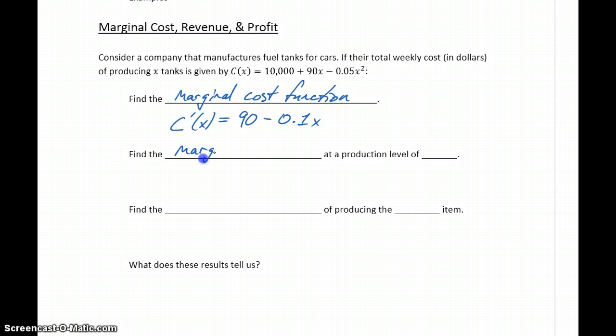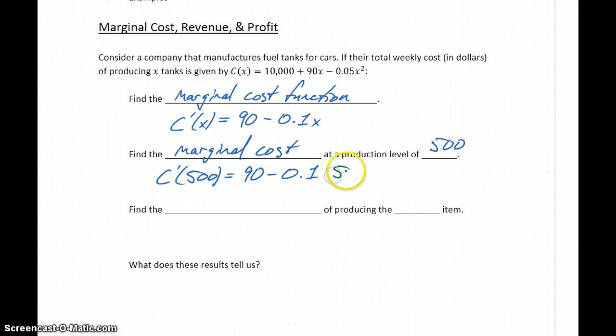So now that we have that function, we want to find the marginal cost at a production level of 500 tanks per week. So we're going to substitute in 500 for x into that marginal cost function. Which in this case would give us a marginal cost of $40.